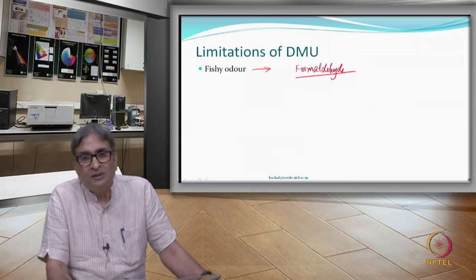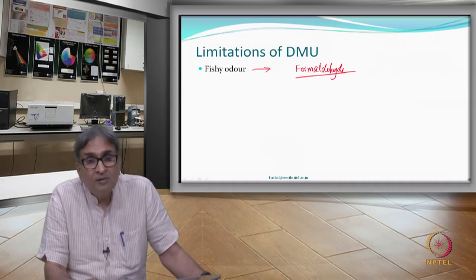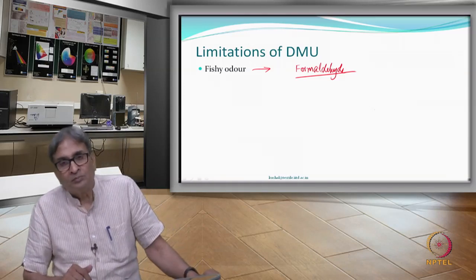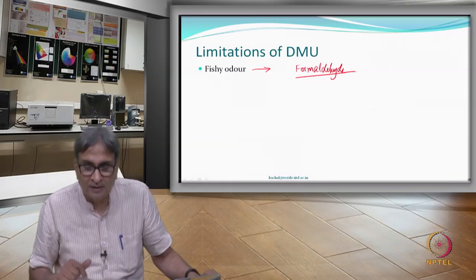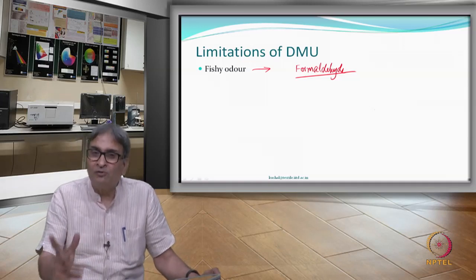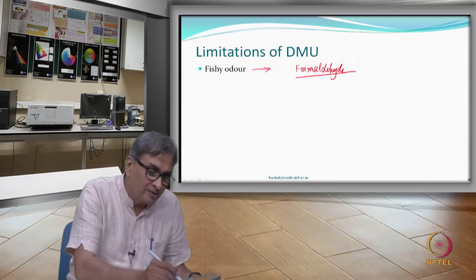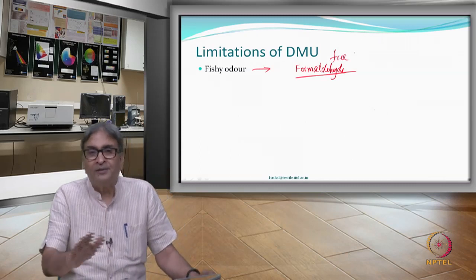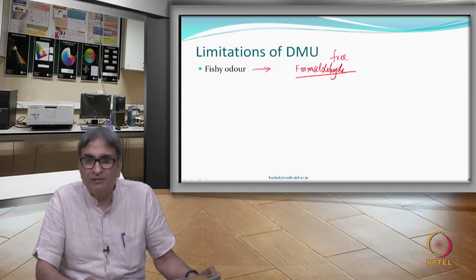Formaldehyde. So, from where the formaldehyde has come? The formaldehyde was used to make DMU. Well, it has already reacted. Yes, it has reacted. So, as long as it is reacted, the formaldehyde is not free. The fishy odor comes only when the formaldehyde becomes free. So, free formaldehyde will give you a fishy odor. So, from where does the free formaldehyde come?